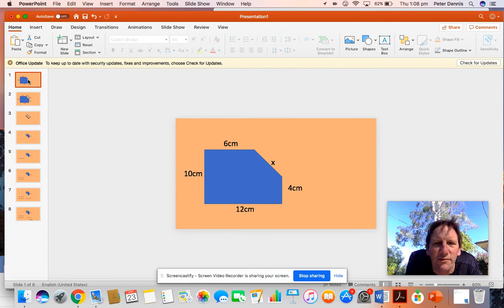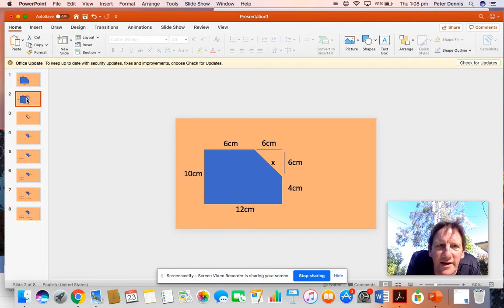So here's our original shape. We want to find this length and that length. So this is 10 and 4. So this length must be 6, 12 and 6. So again, they're both 6. So you get something that looks like that.